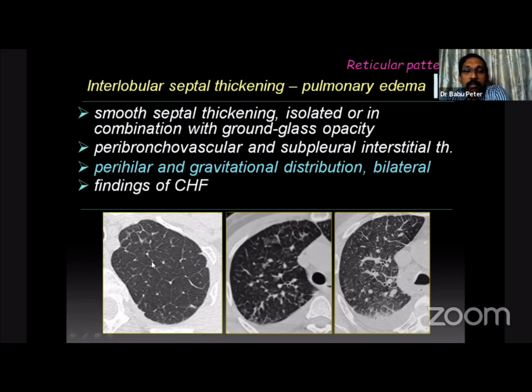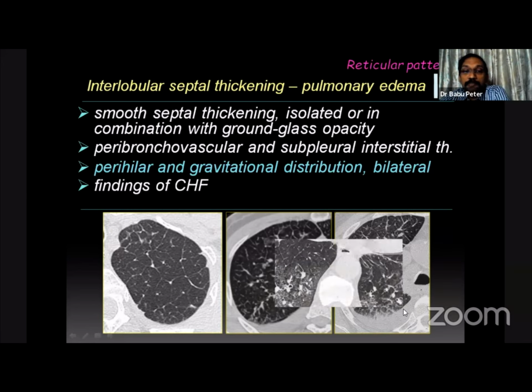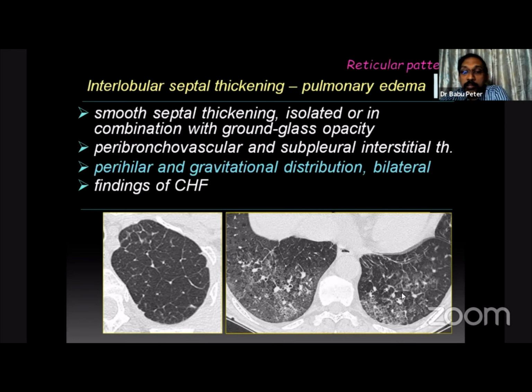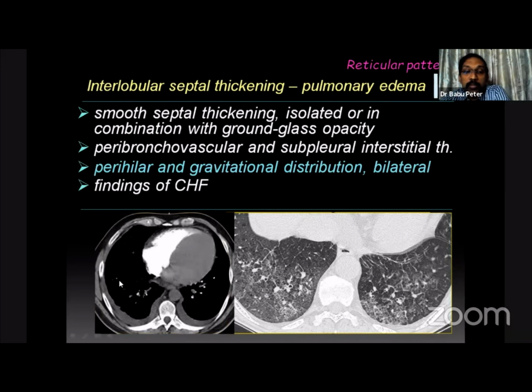So this is thickening of the interlobular septa, which is smooth. Associated, you get bilateral patchy ground glass opacification. Pleural effusion is also seen. And it is a perihilar gravitational distribution. So all these features are consistent with pulmonary edema due to cardiac failure, or cardiogenic pulmonary edema. And we can see the bilateral pleural effusion here. So always correlate with associated findings and come to a conclusion.